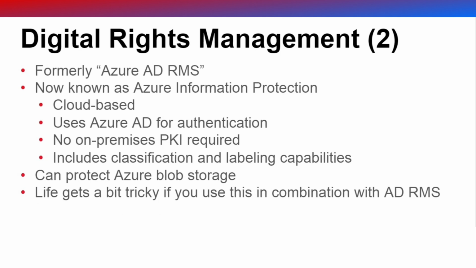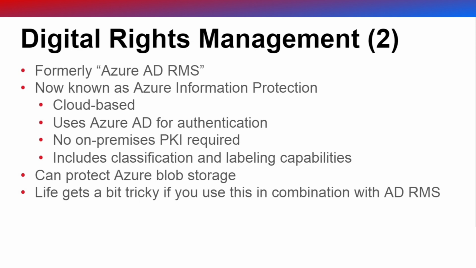Now the new name for this is Azure Information Protection, or AIP. It is cloud-based. If you're using Azure AD for authentication, then this is easier to set up. You don't have to build an on-premises public key infrastructure and certificate authorities. So with AIP, it's easier to set up, and it can protect Azure storage.